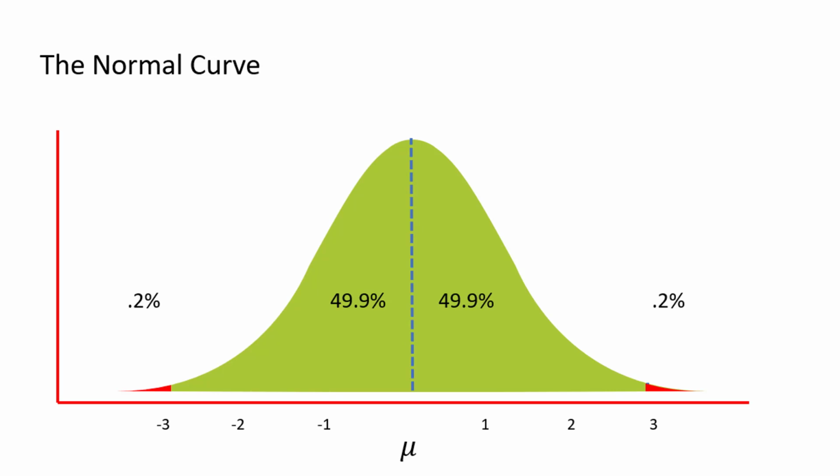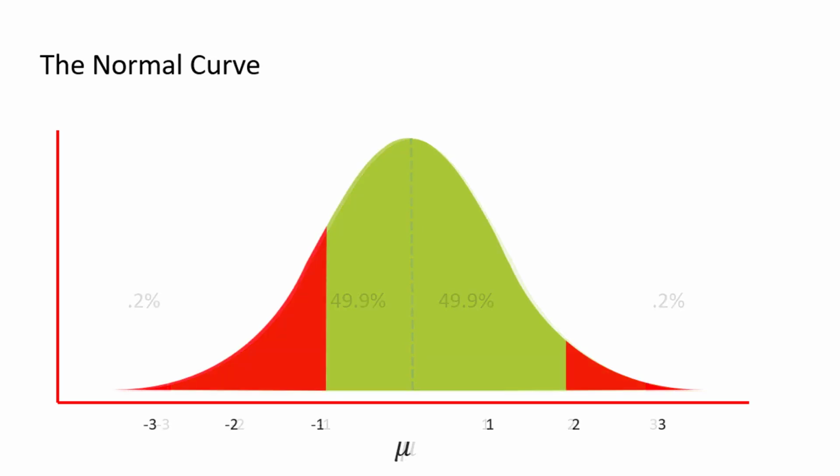But let's tackle now a somewhat more difficult problem. Knowing what you know so far, can you compute the percentage of scores that are greater than 1 standard deviation below the mean and less than 2 standard deviations above the mean? That would be this green area in here. The area 1 standard deviation below the mean, and this area 2 standard deviations above the mean.